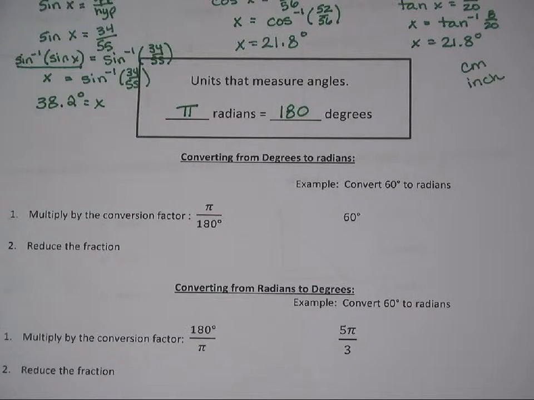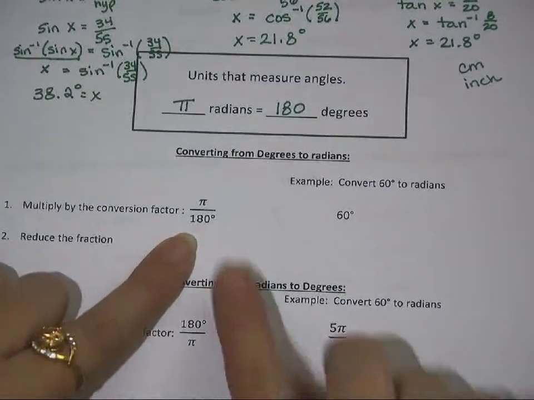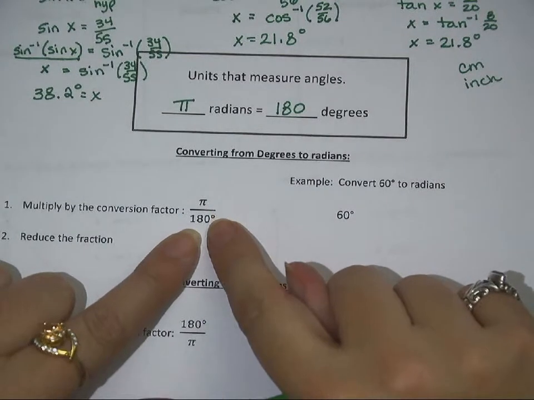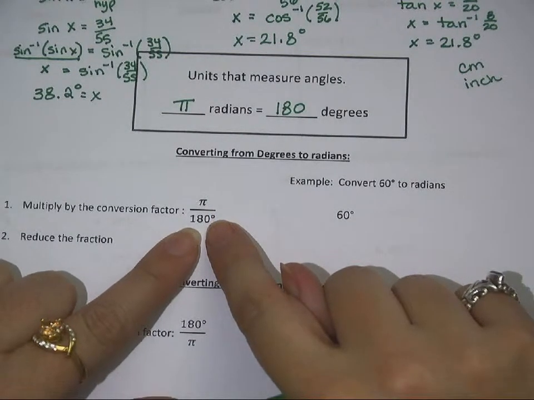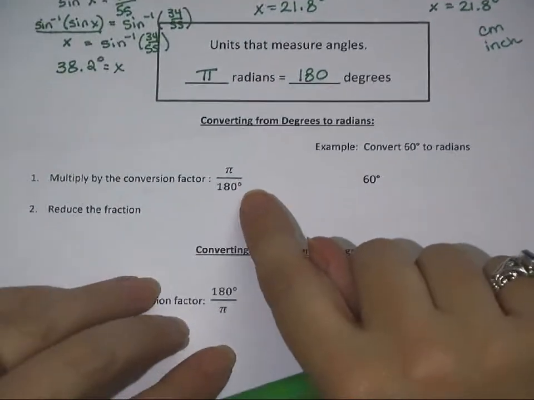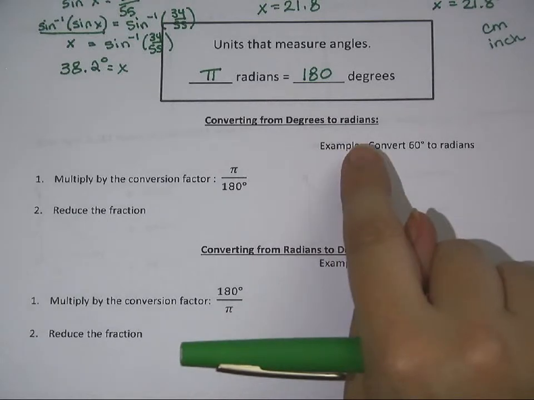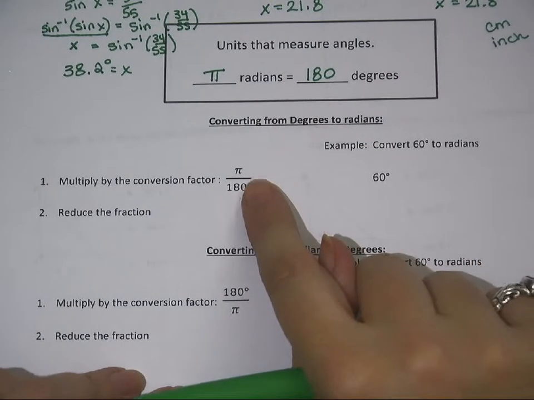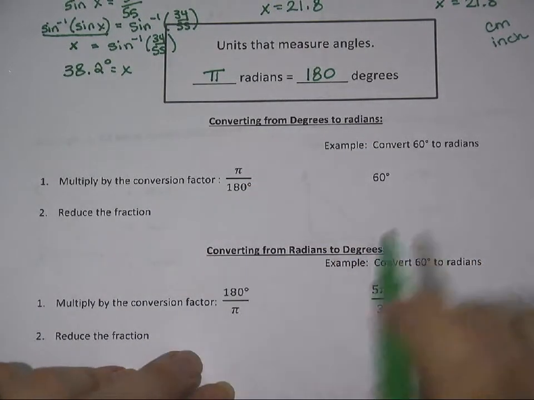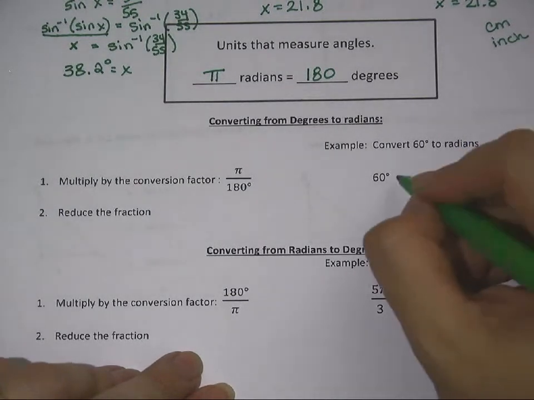So what this gives us is a conversion factor, pi over 180. And what I do with this, I have two examples here. If I'm converting from degrees to radians, I need this one with the pi on top.